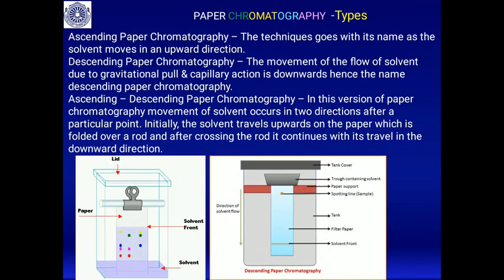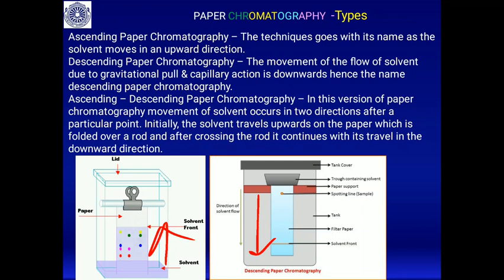So, in paper chromatography there are different types you can see. So far I have explained ascending paper chromatography. The technique goes with its name as the solvent moves in the upward direction. This is ascending. Similarly, descending. You will find here the flow of solvent due to gravitational pull and capillary action, moving downwards. This is descending paper chromatography.